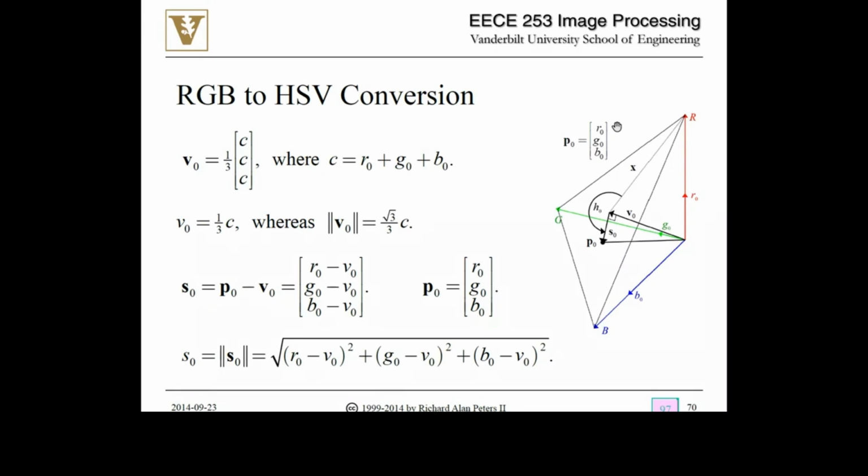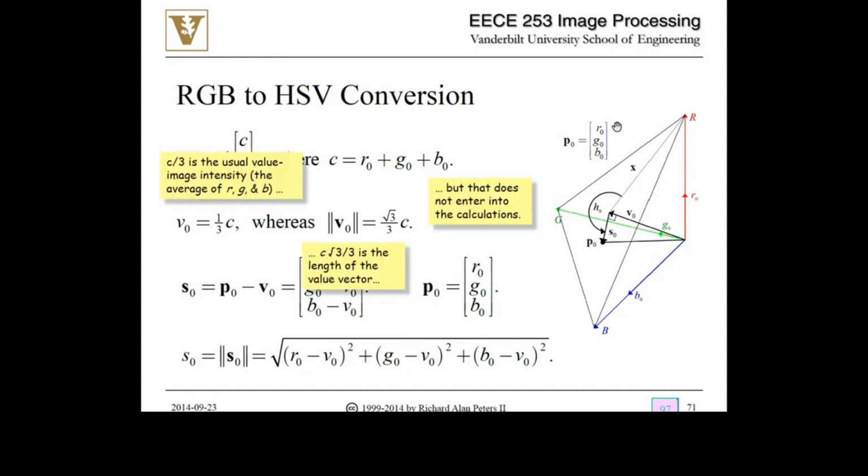Then we define S0, that is our color minus the V0 vector, that one. Then we define S, the module of S, that is simply the module of this vector.